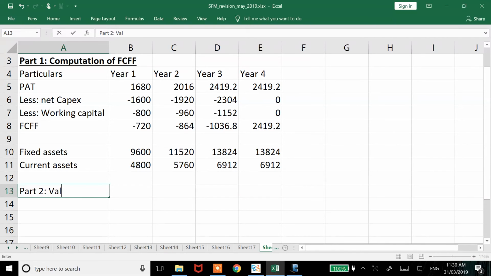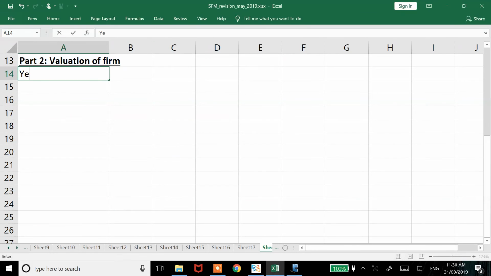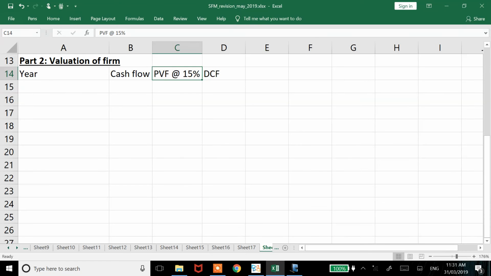Part 2, valuation of firm. Year, cash flow, PVF and DCF. They would have given some discount rate in the question. What's the discount rate they've given? 15%.